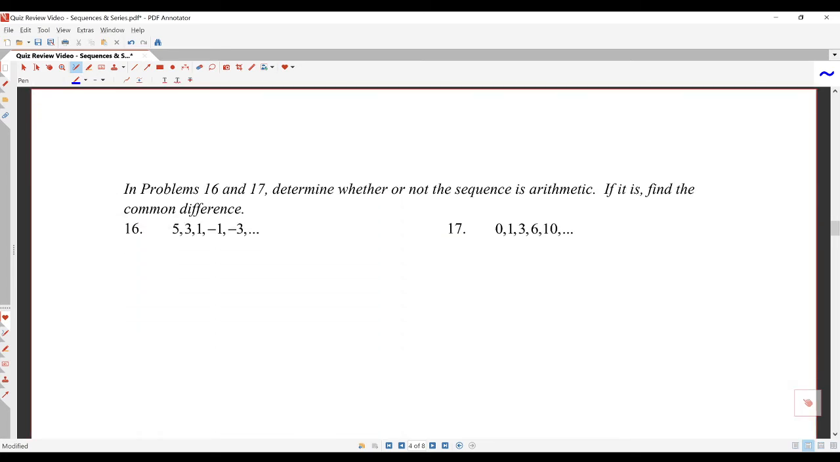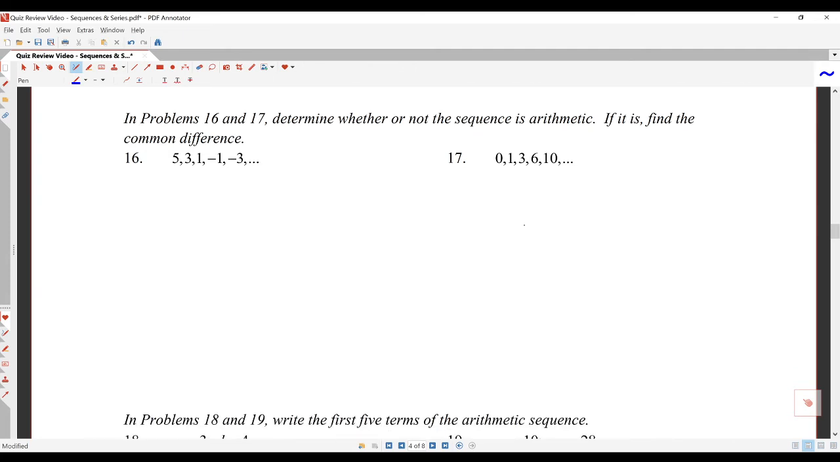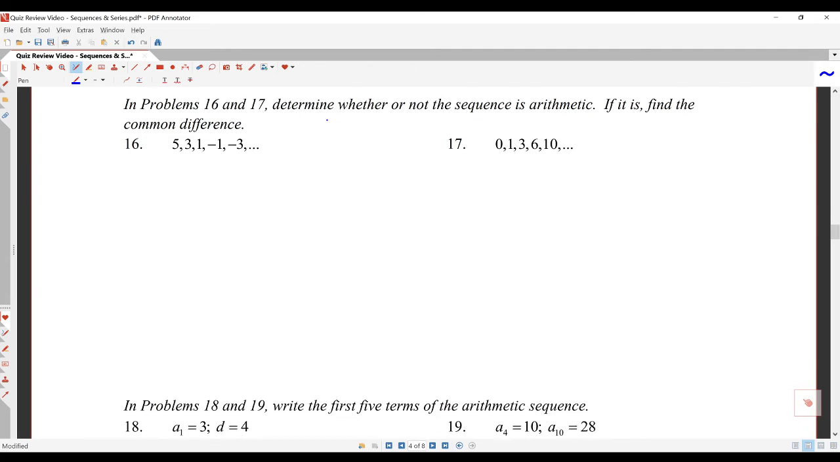Let's move on to 16 and 17, determine whether the sequence is arithmetic. If it is, find the common difference. So if you remember, all we're going to do to determine if it's arithmetic is take the second term, so 3, minus the first term, and we see what we get. Then I take the third term minus the second term, and we see what we get. We take any term, subtract the term before it, and see if we get the same thing.